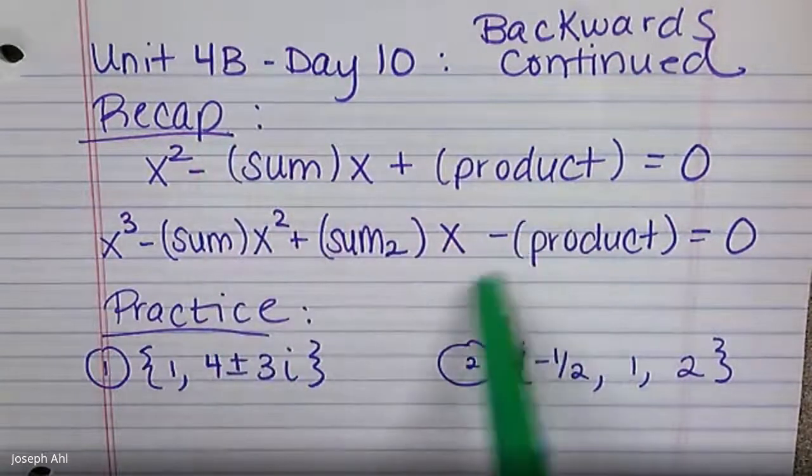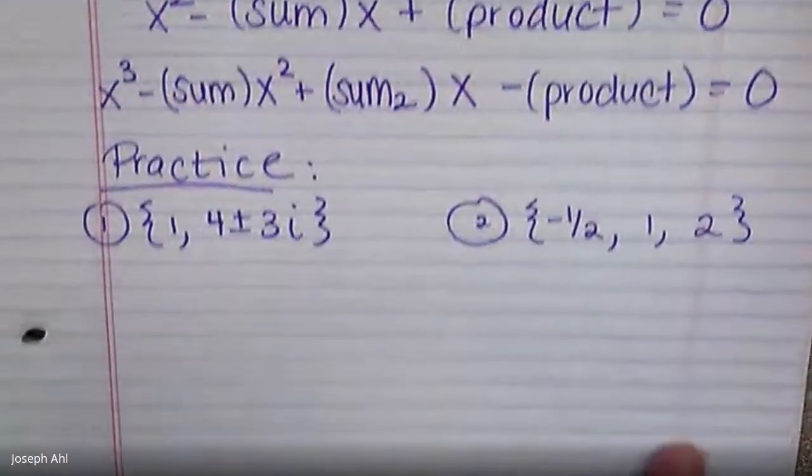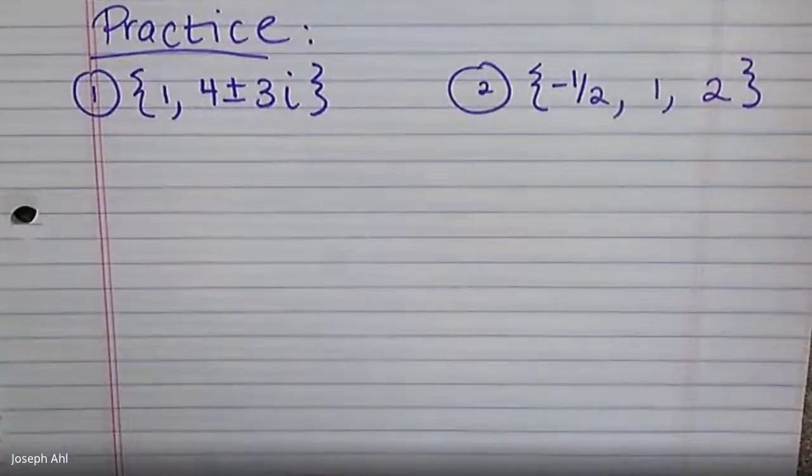So based on all that, let's go ahead and see if we can, for practice here, find the equations given these roots. So we have 1, 4 plus or minus 3i, and then we have negative a half, 1, and 2.